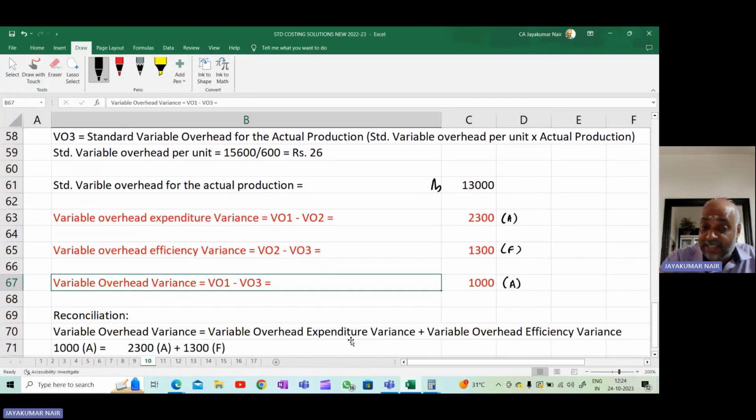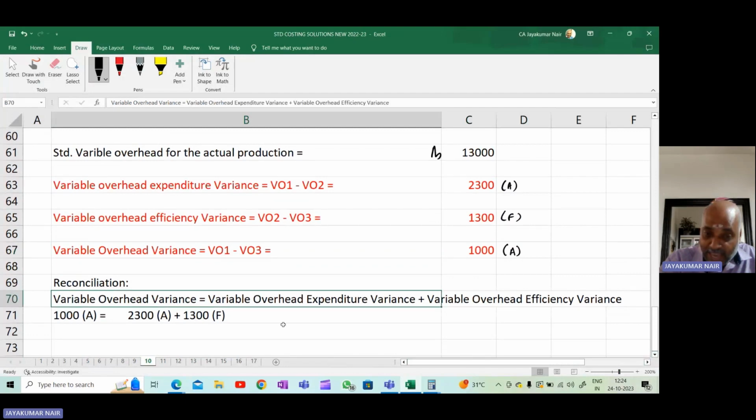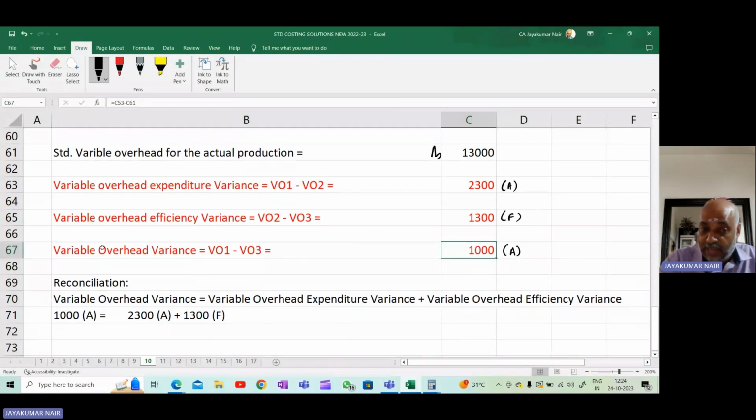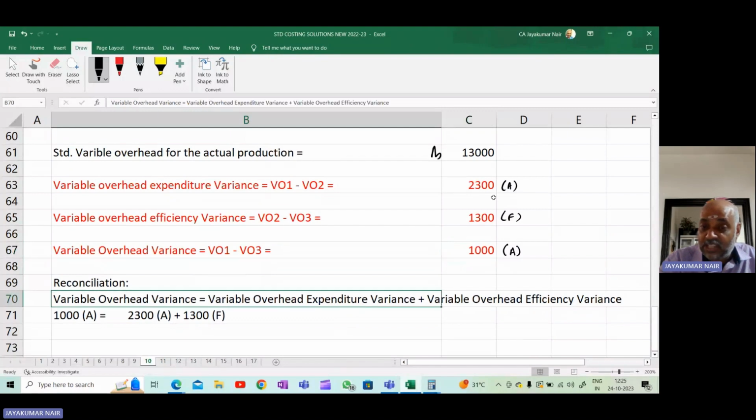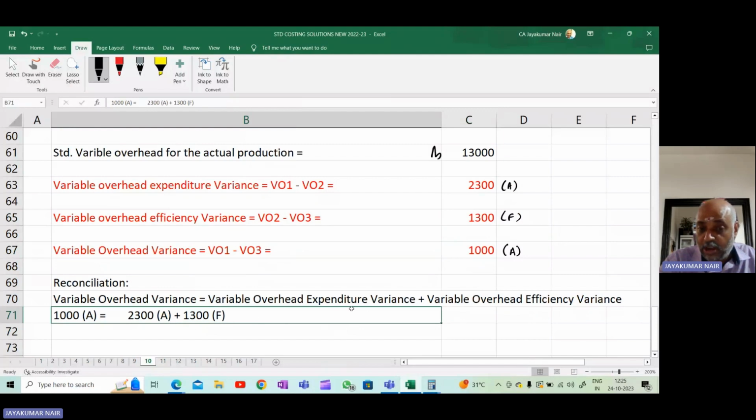Now, we have already calculated expenditure variance, efficiency variance, and variable overhead variance. Now, you want to reconcile the values, then what do we do? Variable overhead variance should be equal to expenditure variance plus the efficiency variance. So you see here, 1,000 is the variable overhead variance. Expenditure variance is 2,300 adverse, and this is 1,300 favorable. So adverse is greater, 2,300 minus 1,300, you'll get adverse 1,000. So that is what it is matching.